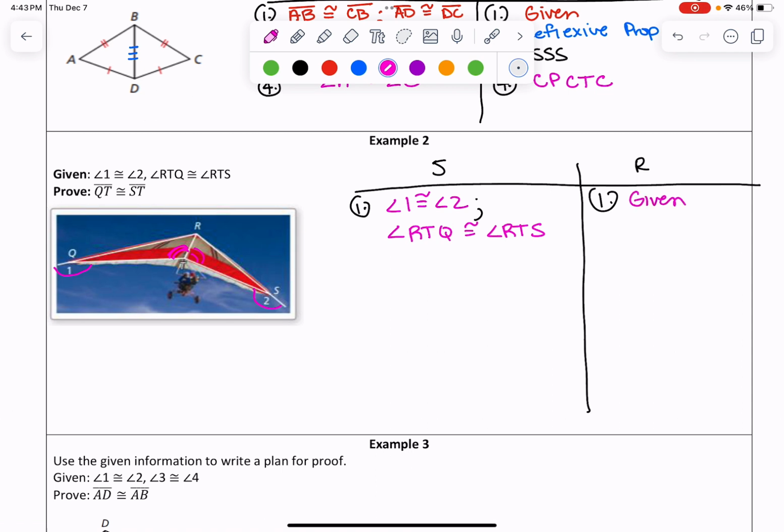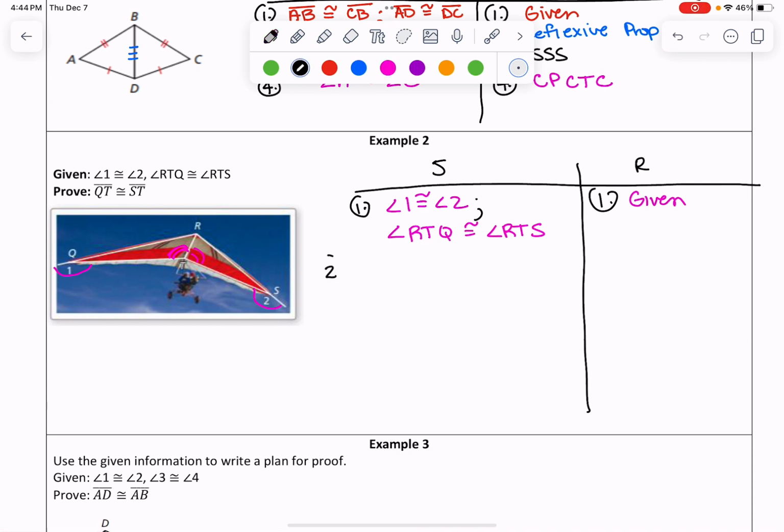Now, right now, I only have one pair of angles that are equal to each other. Angles 1 and 2 are actually outside of the triangle. But I can say that angle 1 and angle RQT are supplementary. They sit side by side on a straight line. 2 and RST are supplementary. They sit on a straight line. And then I can go ahead and say that RQT and RST are equal to each other.